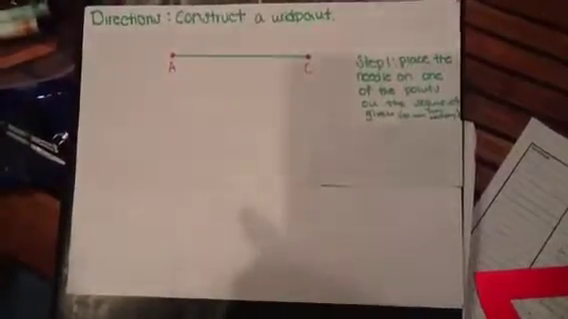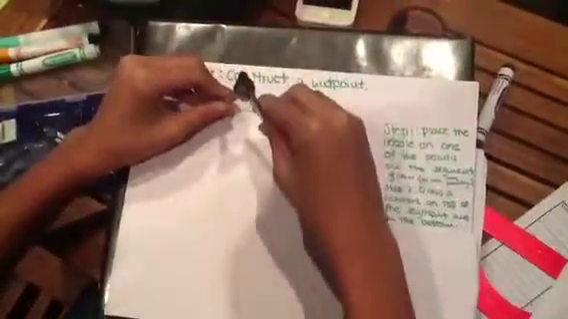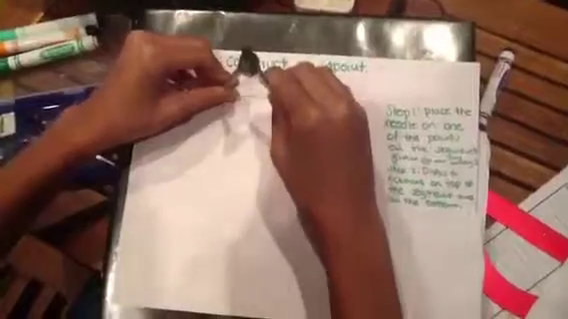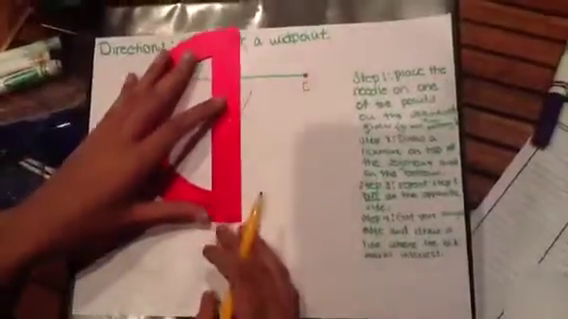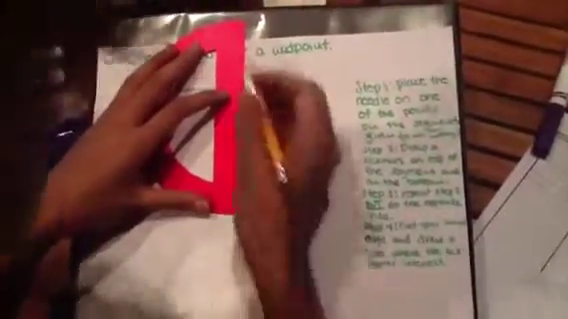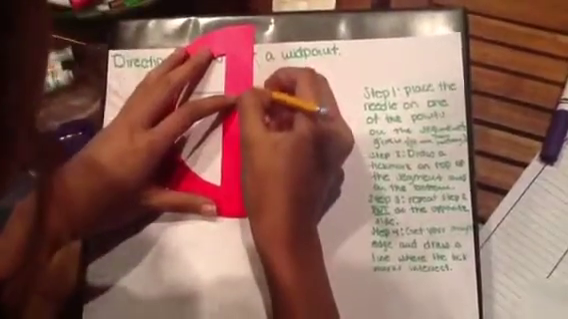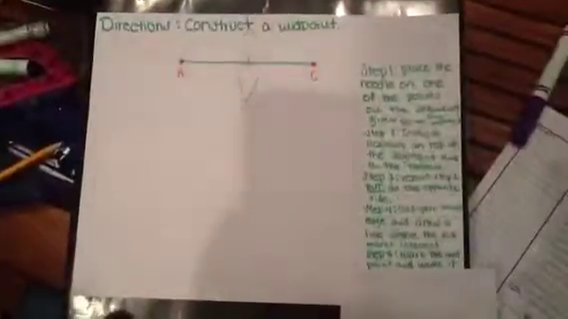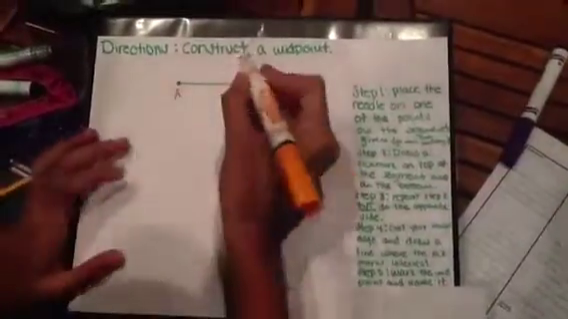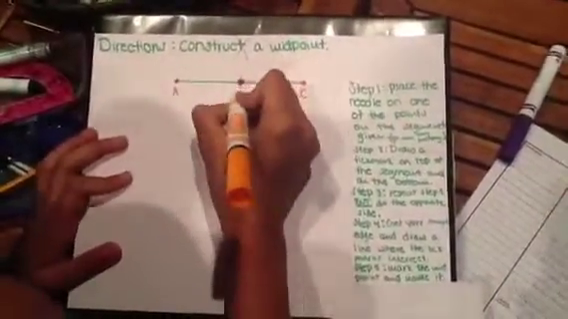Today I will be teaching you how to construct a midpoint. First, you place the needle on one of the points of the segment given, and you try to spread it more than halfway. Now, we're going to draw a tick mark on top of the segment and on the bottom. Okay, now you get your straight edge and you draw a line where the tick marks intersect. Okay, now you mark the midpoint and you name it.